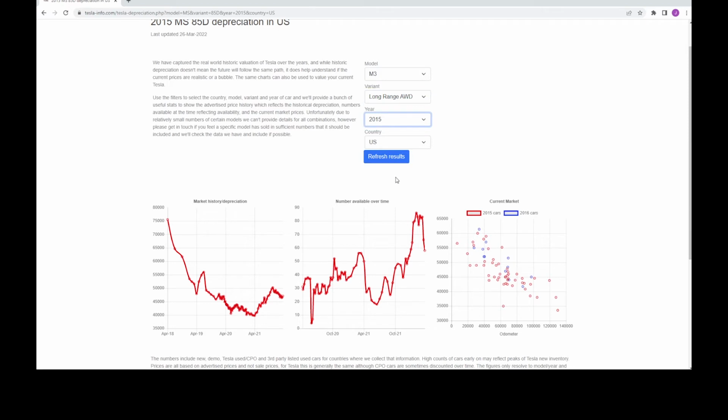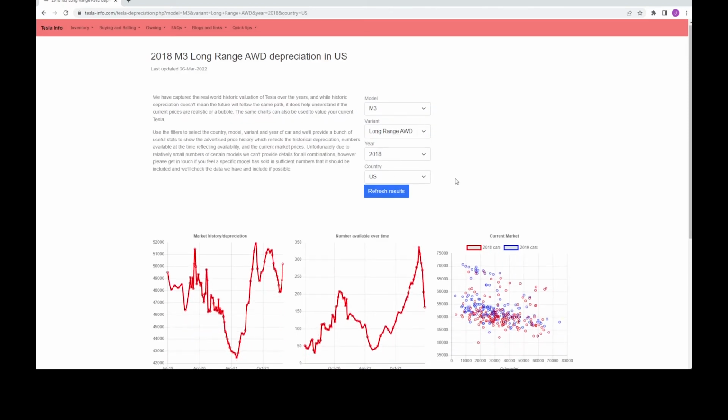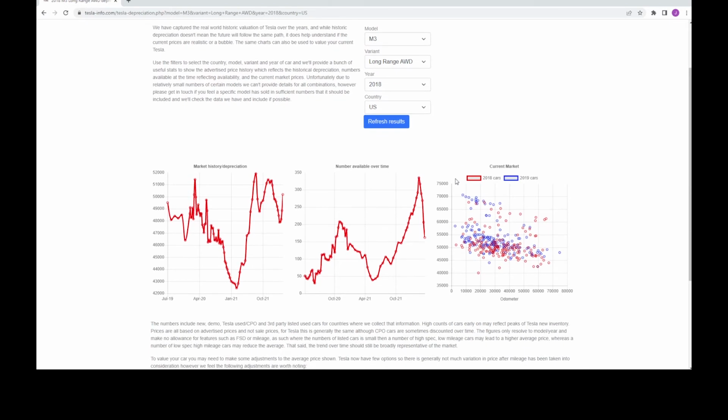Newer models fare better. A 2018 Model 3 Long Range dipped during the pandemic, but is now back to 2019 levels. Another interesting feature is the effect of mileage. We can clearly see a downward trend with mileage despite the cars being low on maintenance and the talk of million-mile batteries. The final trait that we sometimes see is a disparity between Tesla CPOs and third-party prices.